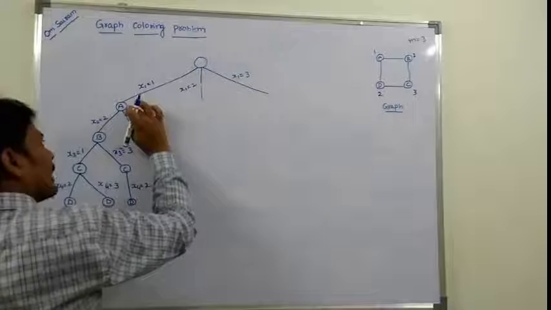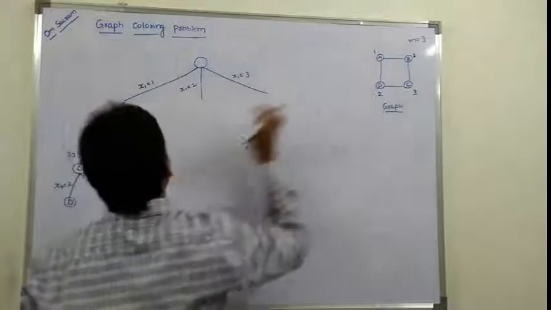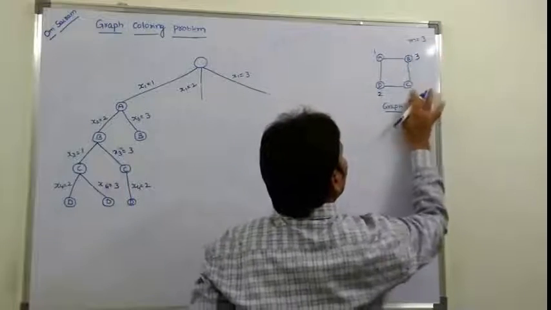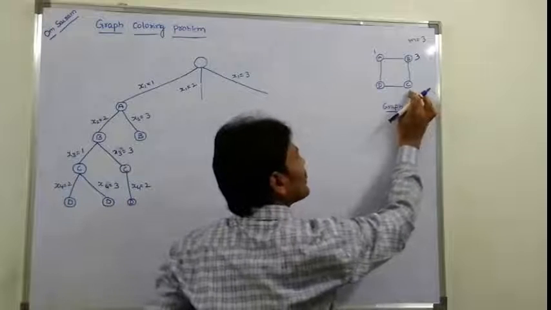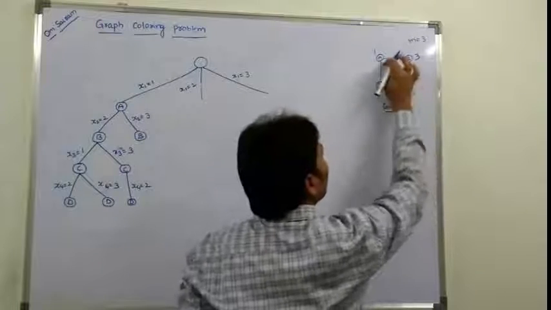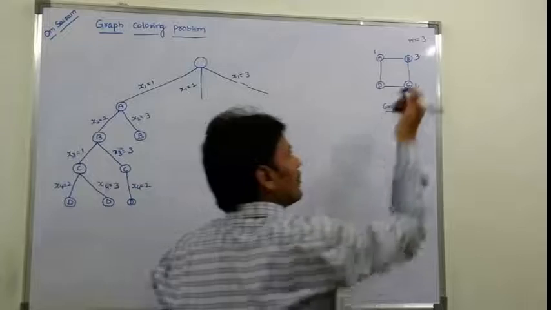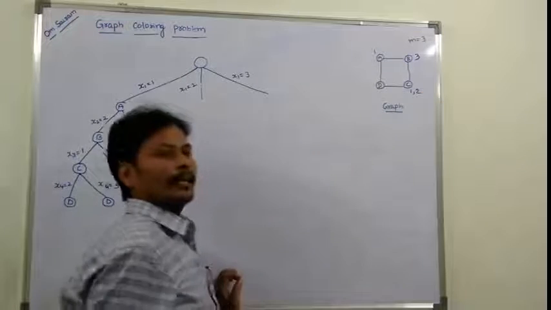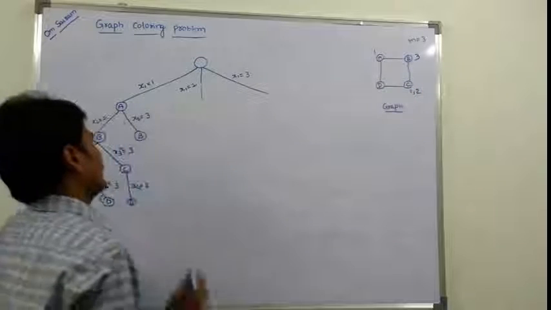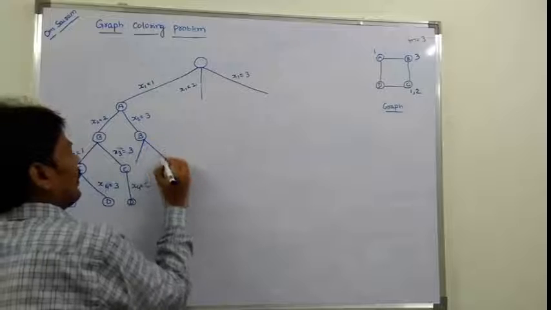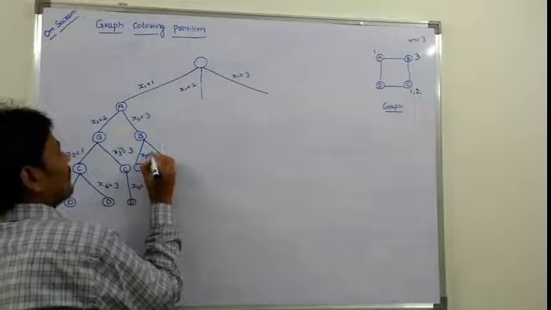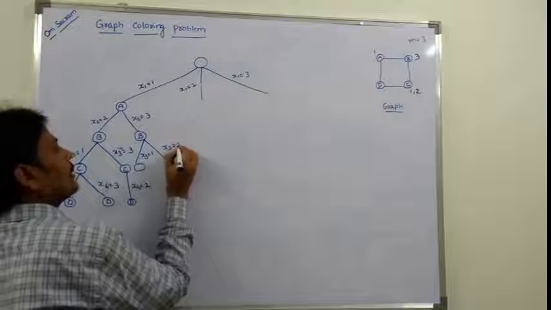In this path, vertex A is filled with the first color. Vertex B is filled with the third color. Next, what are the possible colors for vertex C? The first color, because A and C are not adjacent. Next, what is the remaining color? The second color. So either the first color or the second color may be used for vertex C. So this is x3 equal to 1 and this is x3 equal to 2.